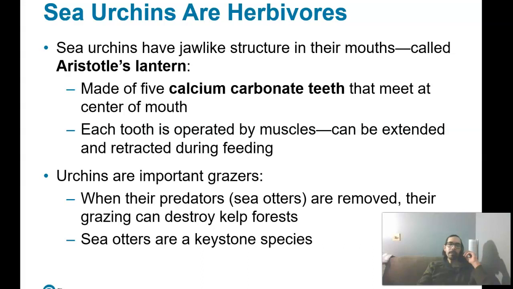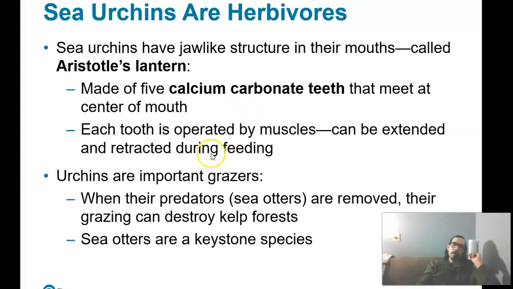Okay? Things like sea urchins are herbivores. So sea urchins have a jaw-like structure in their mouths that's called Aristotle's lantern. Okay, and it's also made of calcium carbonate, and they use this tooth that can be extended and retracted during feeding. Sea urchins are also important grazers.